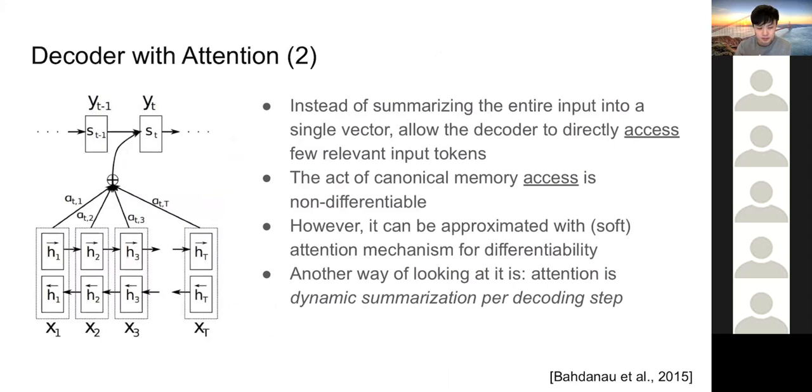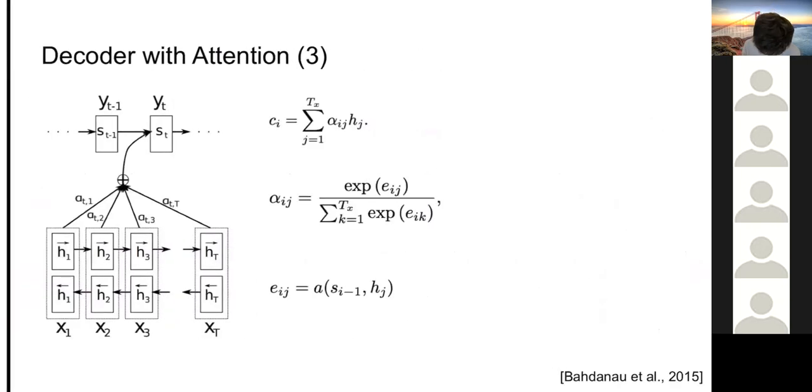But here the important concept is that the act of accessing, the act of canonical memory access, is non-differentiable, because what you're trying to do here is basically computing argmax. And argmax is clearly non-differentiable. However, argmax can be approximated with soft attention mechanism, in fact using softmax for differentiability. So we'll see that in the next slide. And another way of looking at this is that attention is a dynamic summarization per decoding step. Okay, so what do I mean by that?